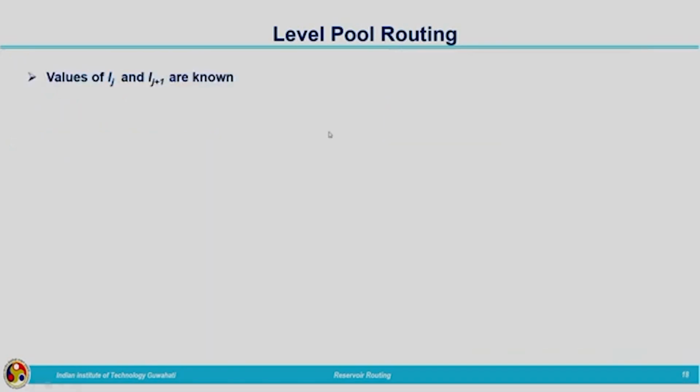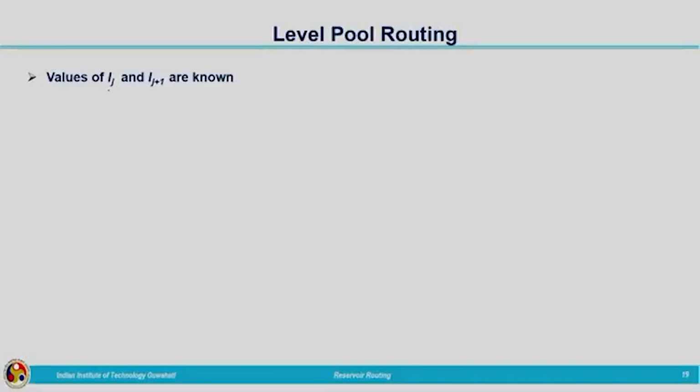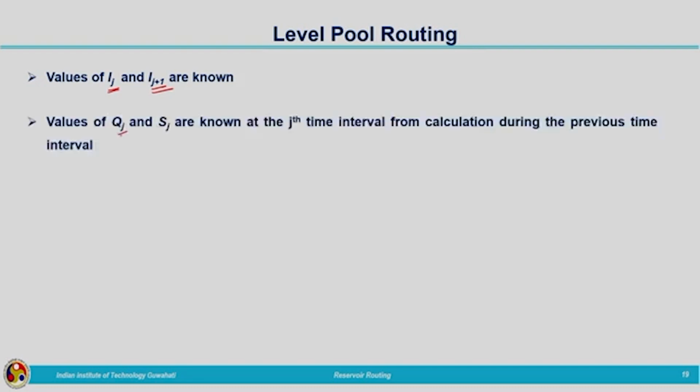Now, values of Ij and Ij plus 1 are known. While explaining the data requirements, I have already told that we need to have the inflow hydrograph. For carrying out the hydrologic routing or the level pool routing, some input data is required. In that, we need to have the inflow hydrograph. So, corresponding to the values Ij and Ij plus 1, it is already there with us. Values of Qj and Sj are also known at the jth time interval from calculation during the previous time interval. Forget about the jth time interval. At the beginning, some initial conditions need to be provided.